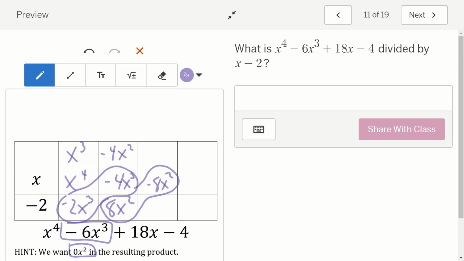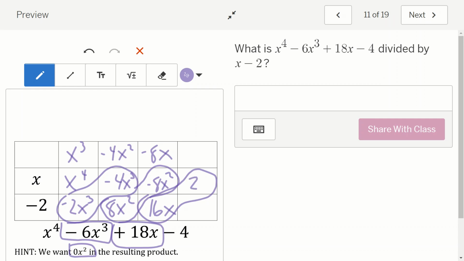And then we repeat it again. X times what gives me negative 8x squared? Well, that would be negative 8x. And again, you can check your process all the way through here. Negative 8x times negative 2 is positive 16x. And once again, we have to figure out what will add up to positive 18. Now, because this is all positive, most of you are going to be okay. You would realize it's going to be 16 plus 2.